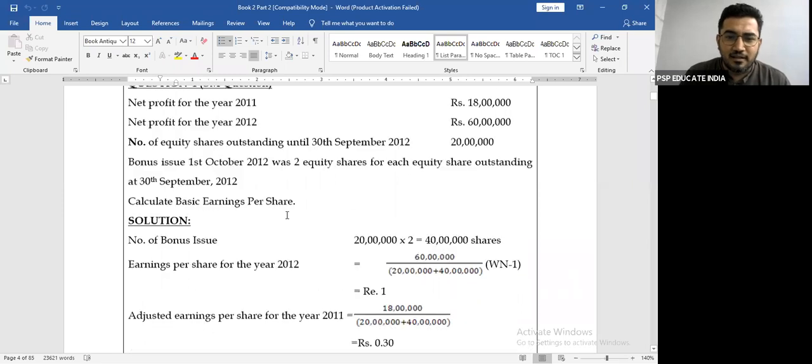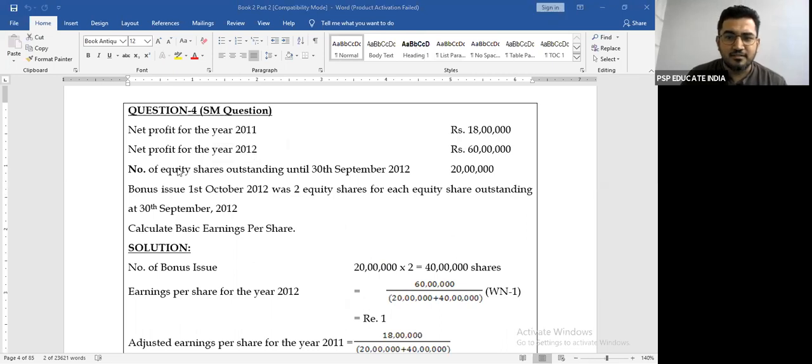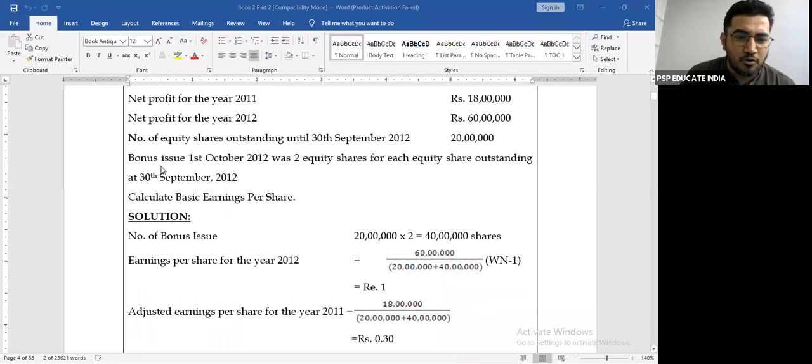In this question, you have 2 years of profit. 2012 is your current year. Since it is written year 2012, this is the calendar year. After that, the number of equity shares outstanding was 20 lakhs. So we first understood the bonus issue. It was 2 equity shares for every 1 share that was held. So for every 1 share, 2 shares, so for 20 lakhs, how many? 40 lakhs. So we added 20 lakhs existing plus 40 lakhs of bonus shares. Total came to 60 lakhs. So 60 lakhs divided by 60 lakhs came to 1.